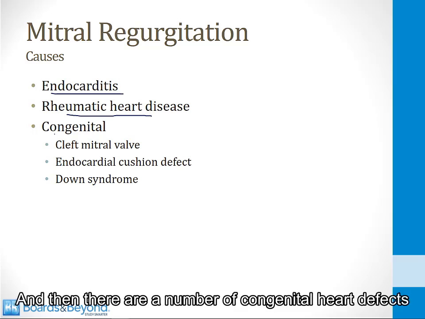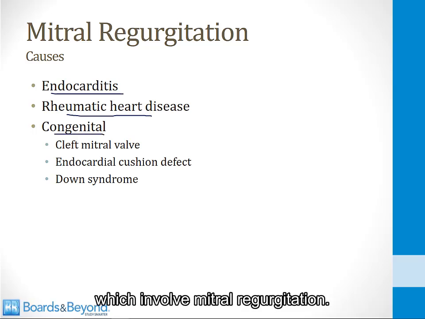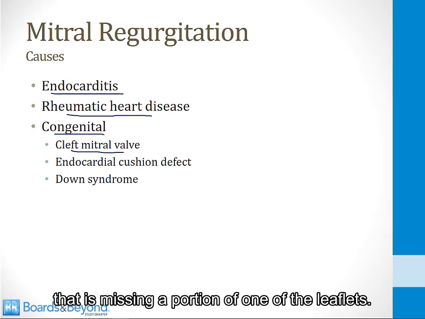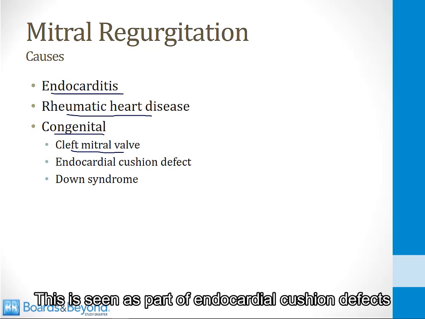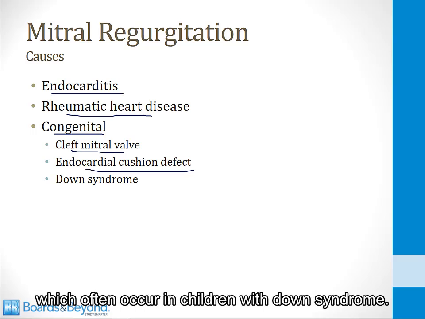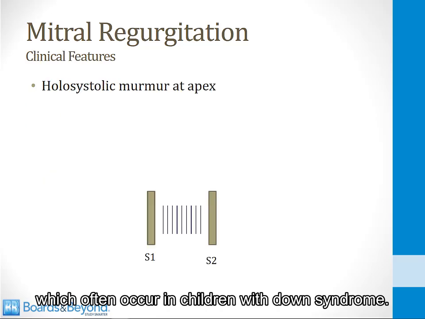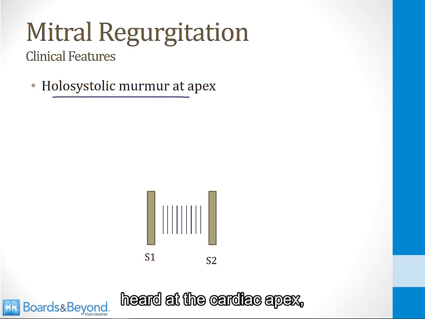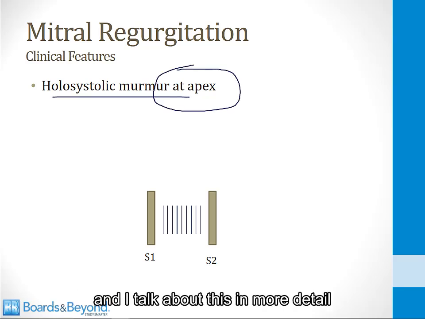And then there are a number of congenital heart defects which involve mitral regurgitation. So a cleft mitral valve is a mitral valve that is missing a portion of one of the leaflets. This is seen as part of endocardial cushion defects, which often occur in children with Down syndrome. And then finally, mitral regurgitation causes a holosystolic murmur heard at the cardiac apex, and I talk about this in more detail in the video on heart murmurs.